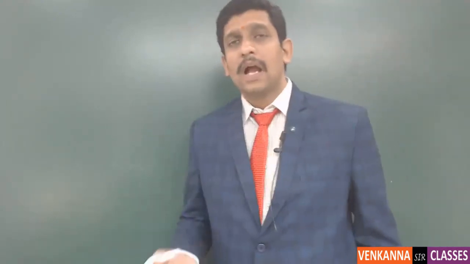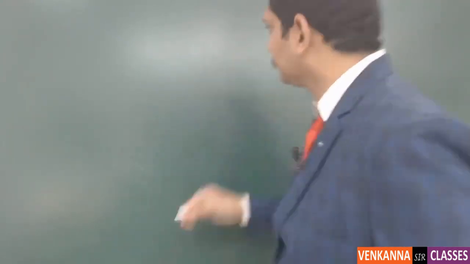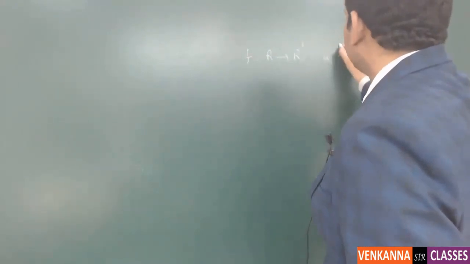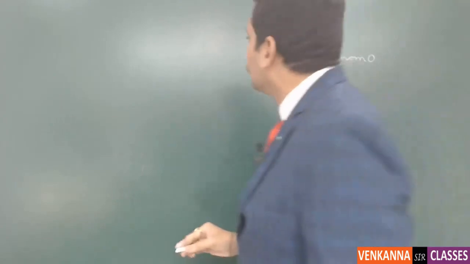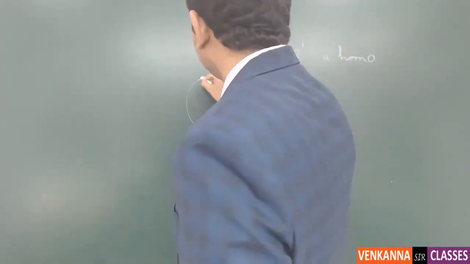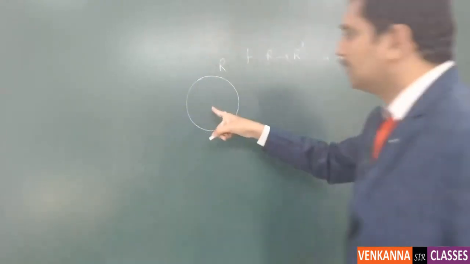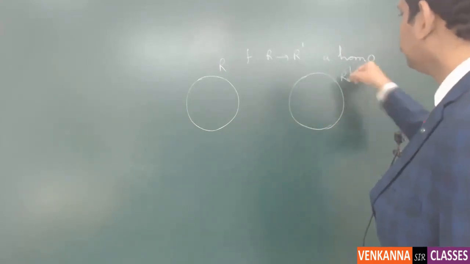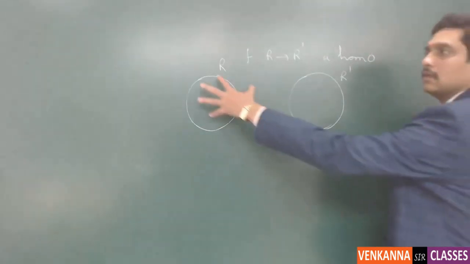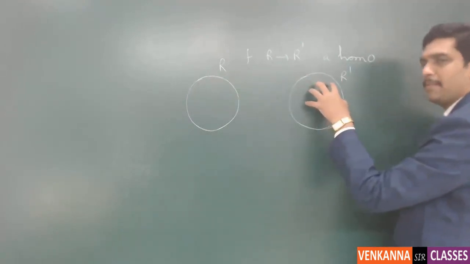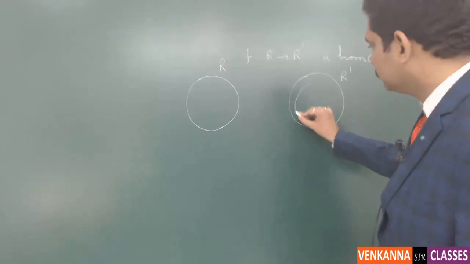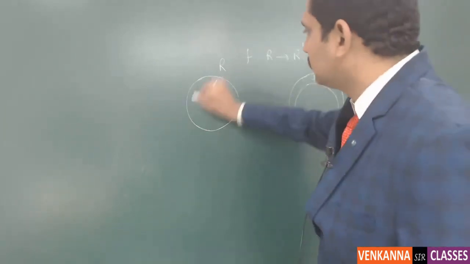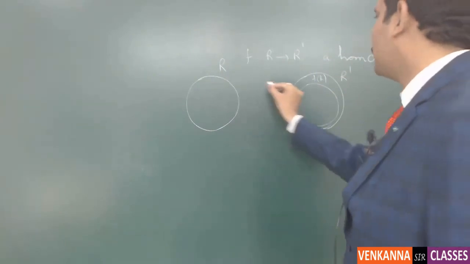So another property of homomorphism is, suppose we have taken f from R to R dash, a homomorphism. Let us take the picture like this. This is the ring R. This is the codomain R dash. Obviously, the total images of R will be a part of R dash. So this is the image ring, this is f of R. The total images is nothing but this part.